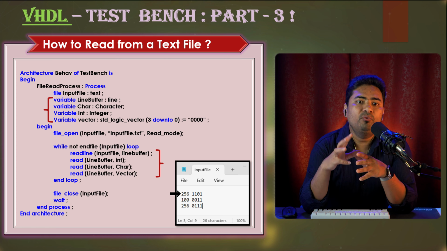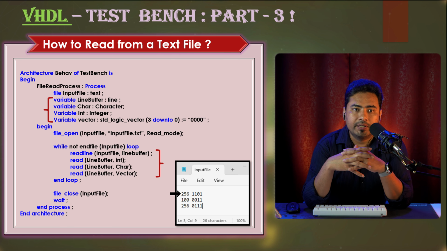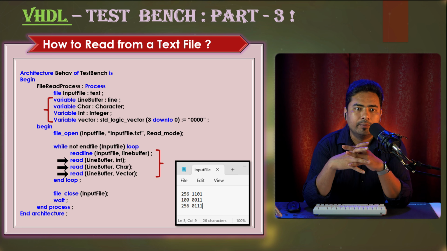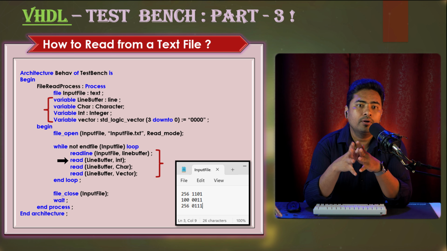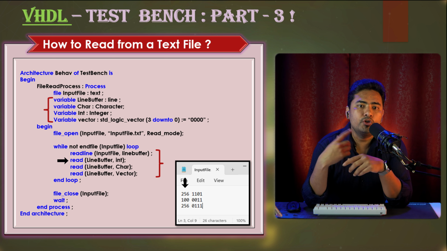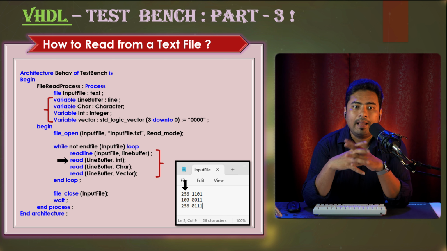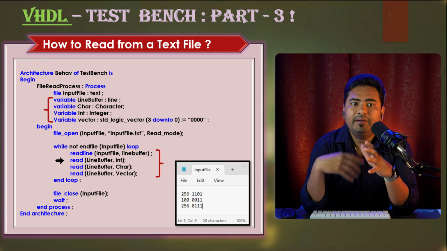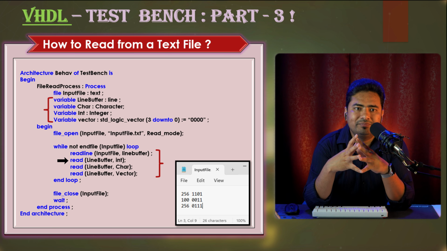And in this line, we have three different types of data. So we copy all of them into separate variables. First is read(line_buffer, int); this will read integer data from the line buffer and copy it into the int variable. Here, read is a VHDL function.